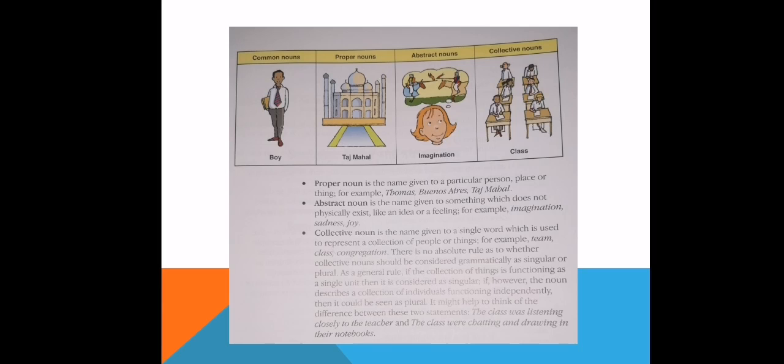You have one player, you can have two players, you can have 11 players, but these 11 players make up one football team, for example. All right, so there's absolutely no rule whether we use collective nouns as singular or plural, but as a general rule, if the collection of things is functioning as one single unit, then it's considered singular. For example, the team is playing football, or the team is playing the game. Here we use is, so we consider team as singular because they're all doing the same thing.